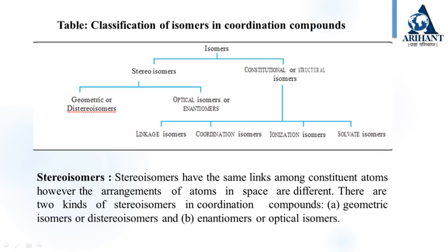Stereoisomers have the same links among constituent atoms. However, the arrangement of atoms in space is different. There are two kinds of stereoisomers in coordination compounds: geometric isomers or diastereomers, and enantiomers or optical isomers.